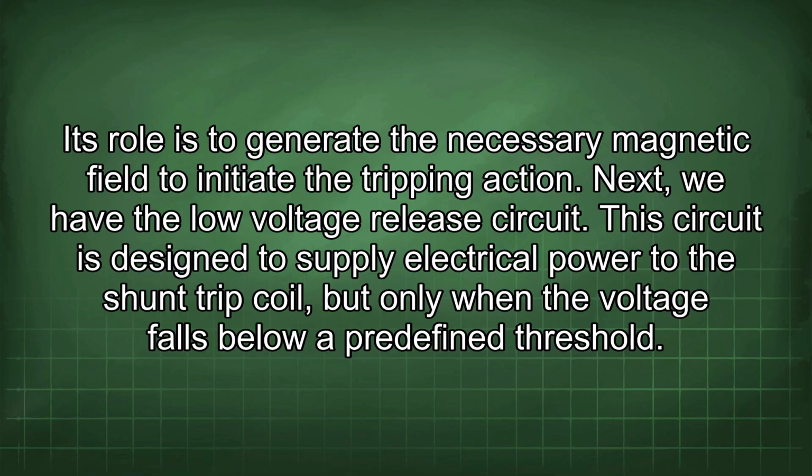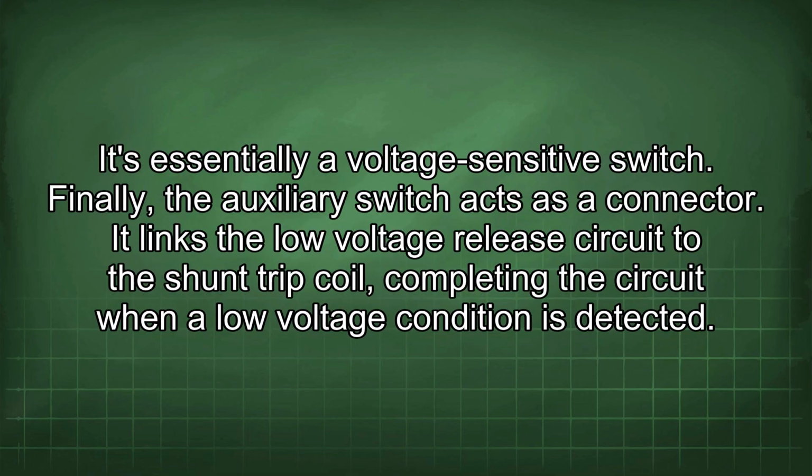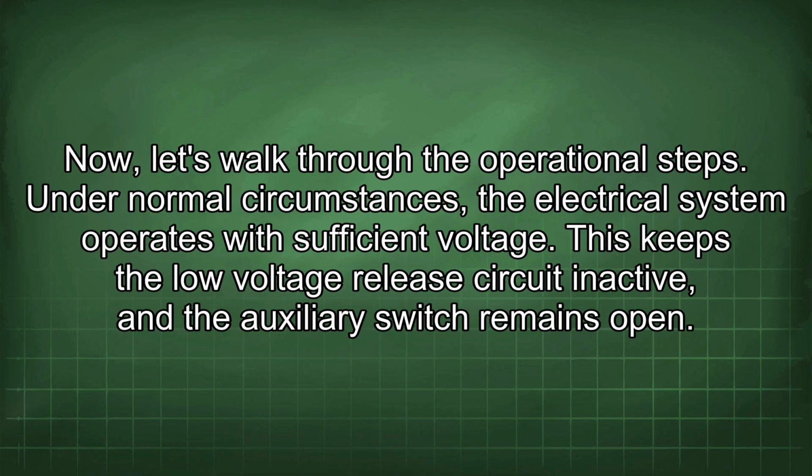Next, we have the low voltage release circuit. This circuit is designed to supply electrical power to the shunt trip coil, but only when the voltage falls below a predefined threshold. It's essentially a voltage-sensitive switch. Finally, the auxiliary switch acts as a connector. It links the low voltage release circuit to the shunt trip coil, completing the circuit when a low voltage condition is detected. Now, let's walk through the operational steps.